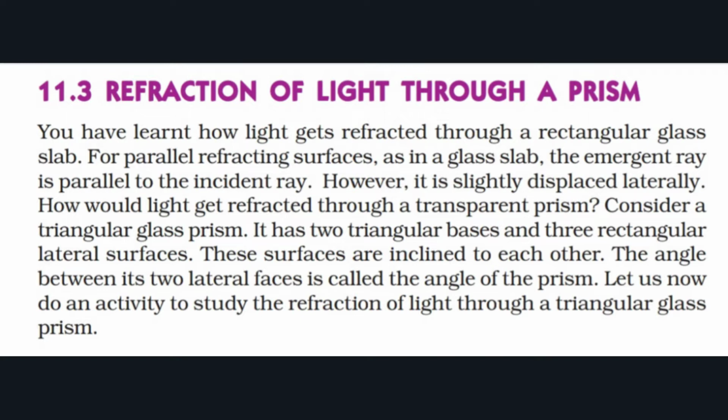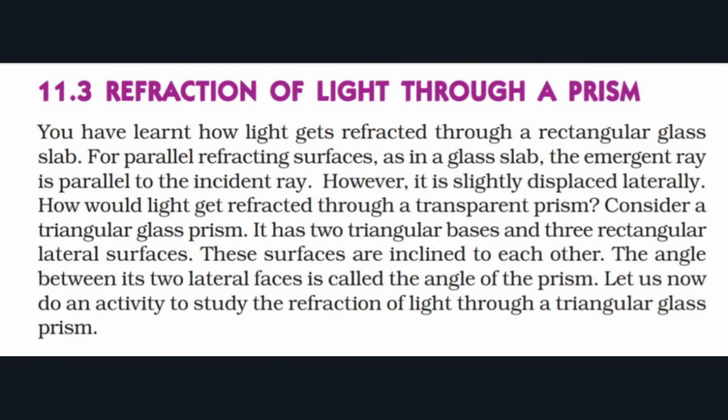That means a prism has two triangular bases and three rectangular lateral surfaces. These surfaces are inclined to each other. The angle between two lateral faces is called the angle of prism. So let us do an activity to study the refraction of light through a triangular glass prism. Let me observe the incident ray, emergent ray, and refracted ray.